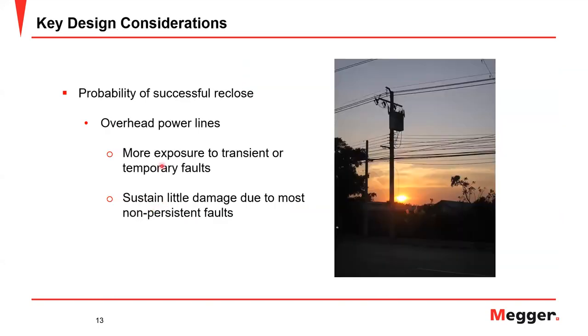So we'll talk about just a few of the key considerations, and this is by far not a complete list of key considerations, just a few to get you thinking in the right direction. But what is the probability of a successful reclose? Well, overhead power lines clearly have a greater success rate than underground power lines. Why is this? We have transient faults, more temporary faults. Many of these faults, like it said earlier, 80 to 95% are not going to be permanent. During this time, they sustain little damage and sometimes no damage whatsoever.